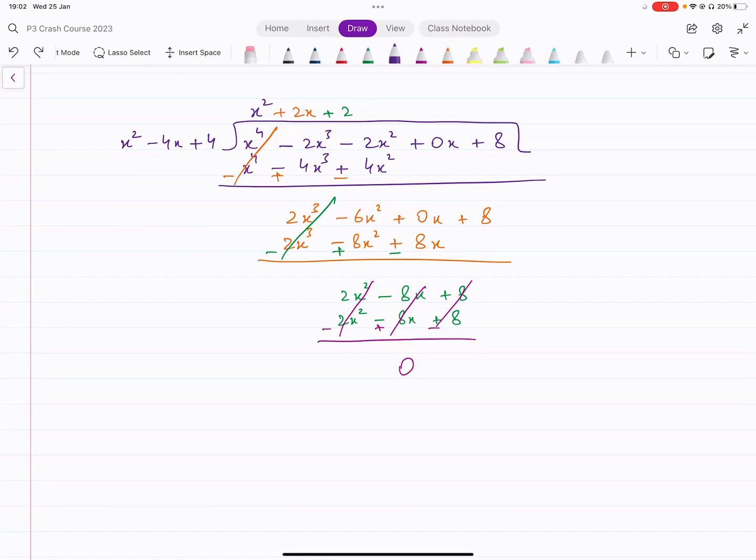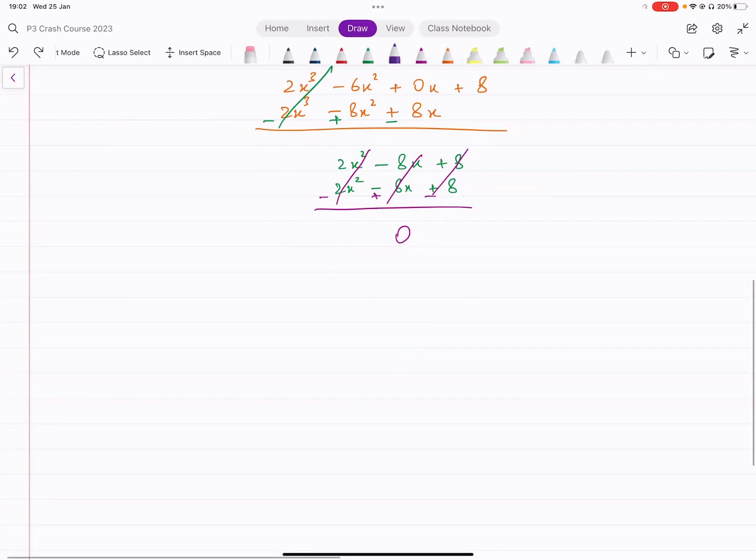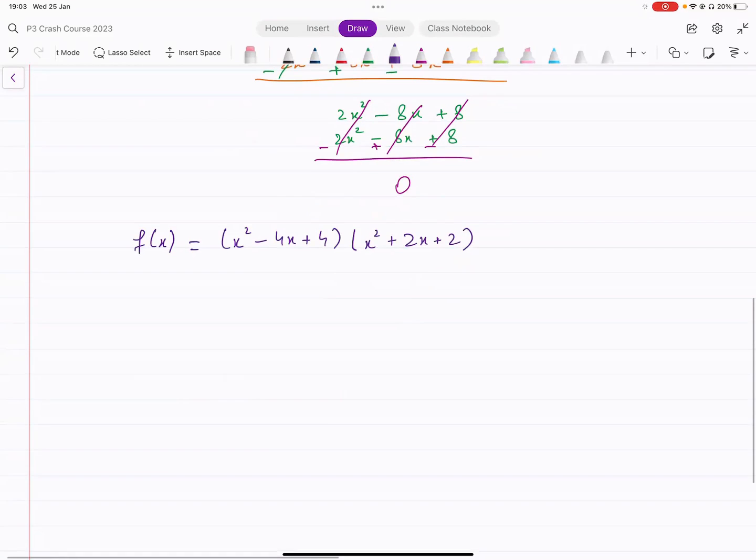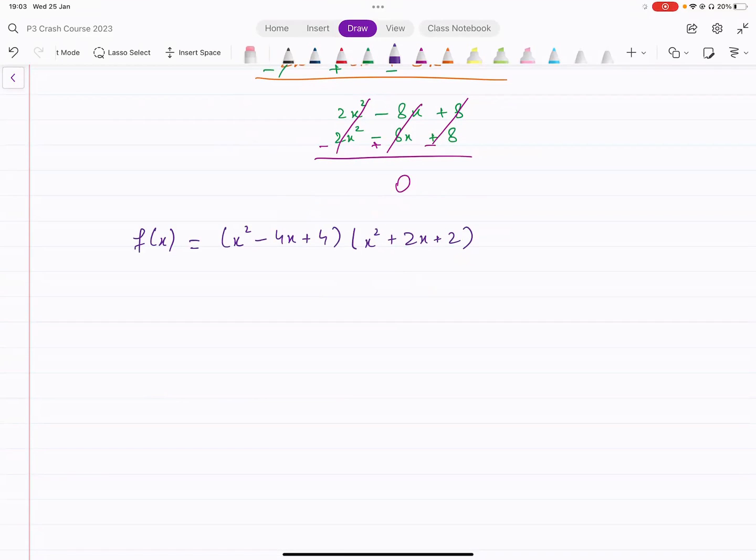So that function that you had in the beginning, f of x, can actually be written in factorized form like this: x squared minus 4x plus 4 multiplied by x squared plus 2x plus 2. These are the factors that we've got for that polynomial, for that function.